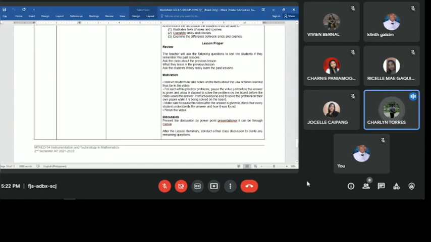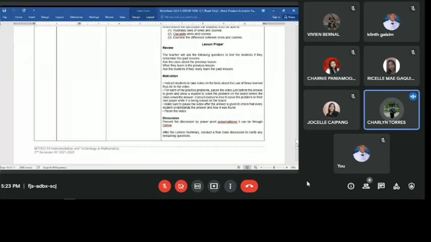So for the discussion, present the discussion through a PowerPoint presentation. It can be through Canva. After the lesson summary, conduct a final class discussion to clarify remaining questions.